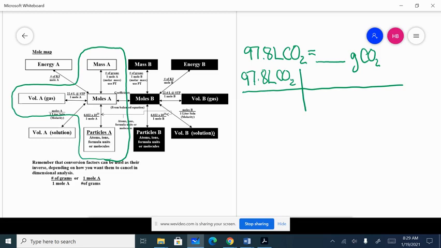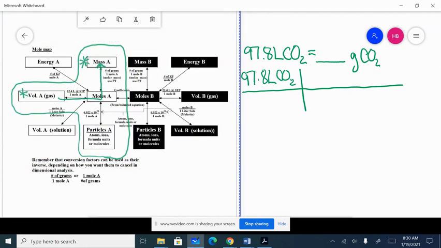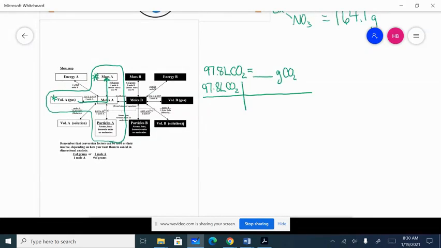My first step is to figure out where I'm at on the mole card. Liters is a volume, so in this problem I'm going to start at volume of a gas. And they're asking us to find mass, which is grams. So you notice I am going to start at volume. I have to go through moles first and then mass. There is no conversion factor that takes us straight from volume of a gas to mass. So we first have to change to moles.